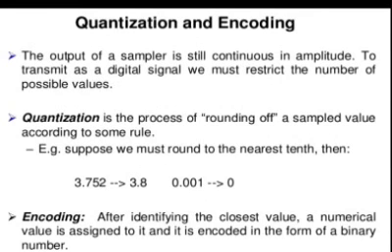Now it's quantization and encoding. Quantization is a process of rounding off a sampled value according to some rule. Suppose we see an example: if it is 3.7, if the digit after the decimal point is 5 or more, it will be rounded off to 3.8. Encoding means that after identifying the closest value, a numerical value is assigned to it and it is encoded in the form of binary numbers.